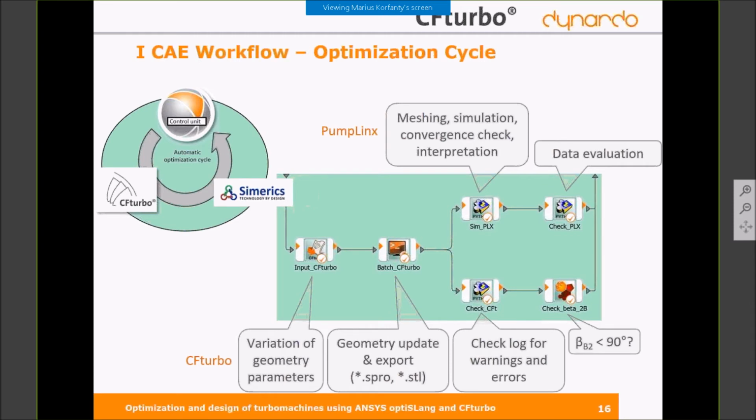The optimization cycle is driven by optiSLang, which controls CFturbo and PumpLinx. In detail, optiSLang performs a variation of the geometry parameters. CFturbo makes a geometry update and a geometry export. Meshing and CFD simulation are carried out using our CFD solver PumpLinx. Finally, the results are evaluated and returned to optiSLang.